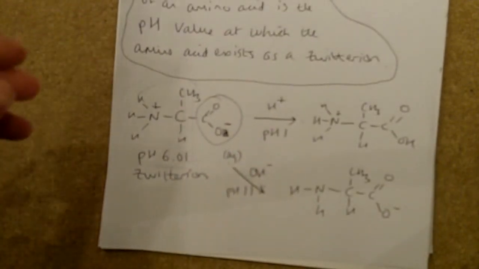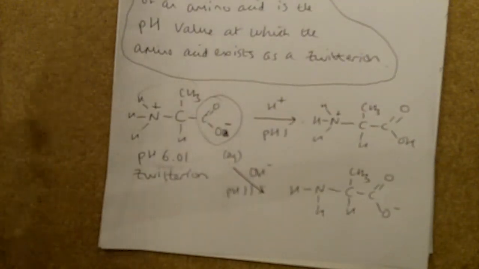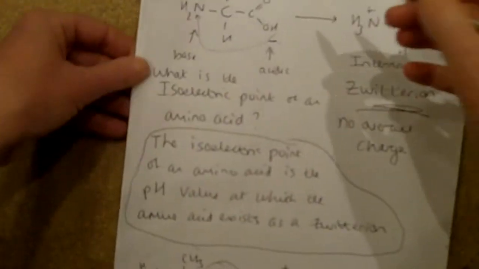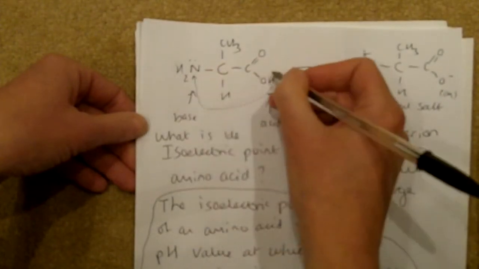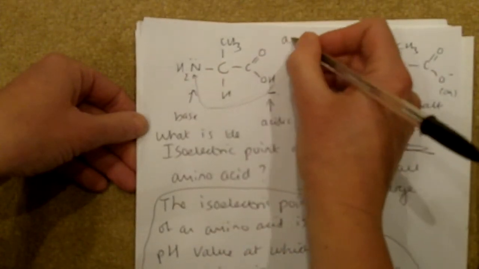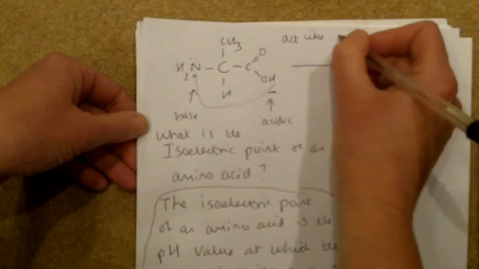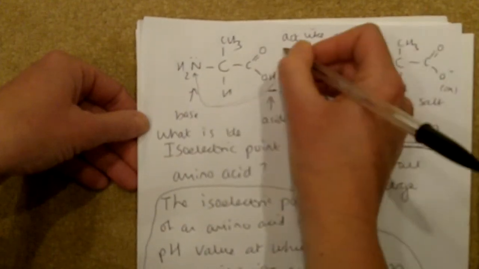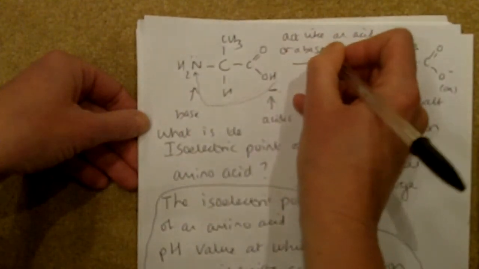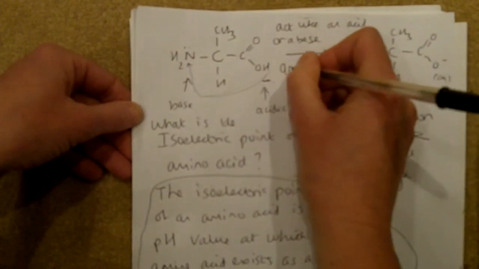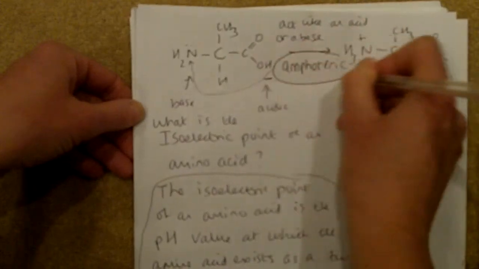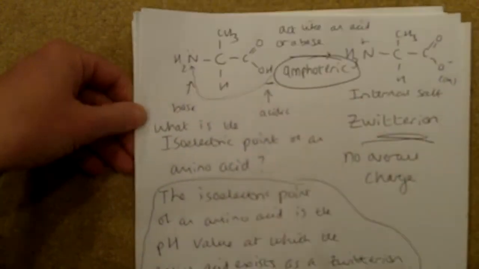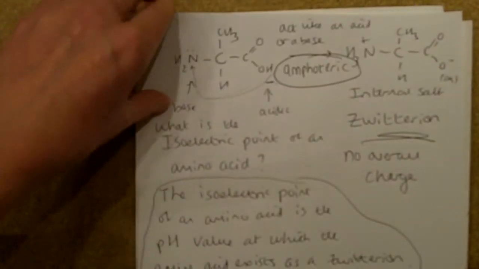Okay, so let's have a go. Let's put one more thing as well, actually, before we move on. The fact that amino acids can act like an acid or a base, the word for that is amphoteric. That can act like an acid or a base is amphoteric. Okay, let's have a quick go of a couple of examples and then we're finished.